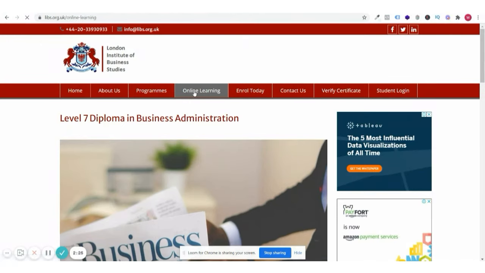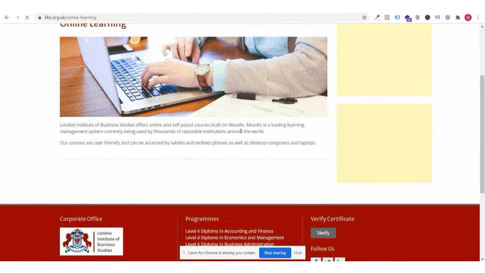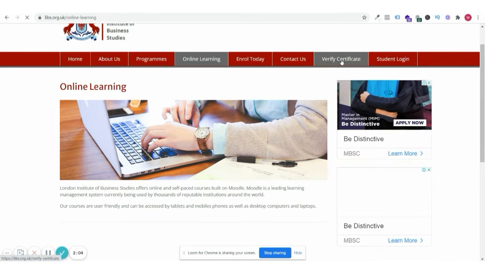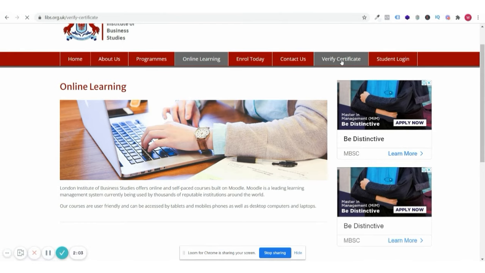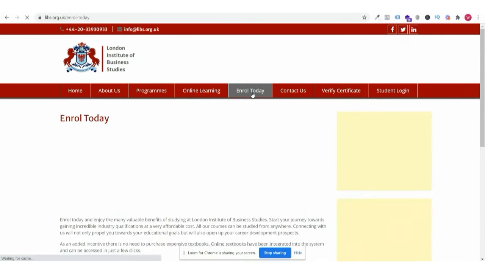So let's just take a look at online learning. Let's see if there's anything we can see there. They just have little information here. And you can access those courses on desktop, on phone or laptops. So let's see the verify certificate page. Yeah, you can put in a code and then you can verify the certificate. The code to verify your certificate will be given to you.